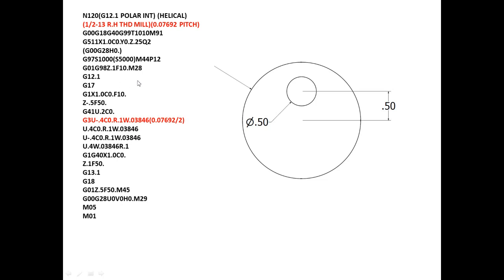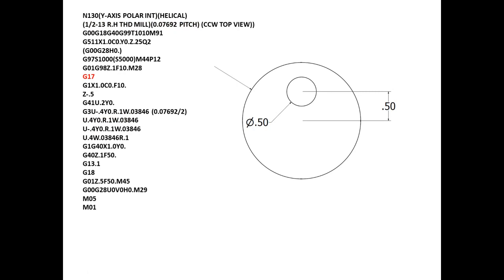I'm going to move on to the next one, still helical thread, but this time, since your machine has a Y-axis, I don't use this example. It's not using G12.1. It's just a simple X and Y program, which is exactly the same. Just instead of C, we will use Y.